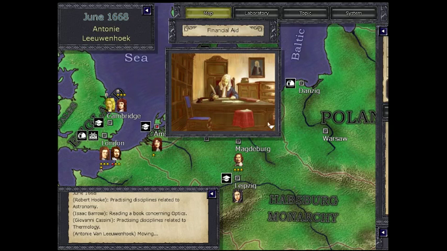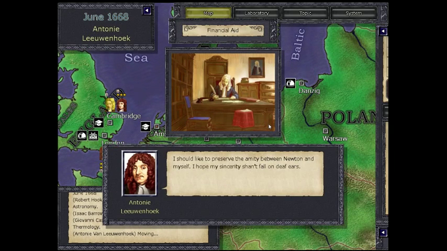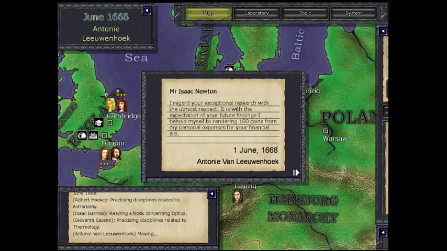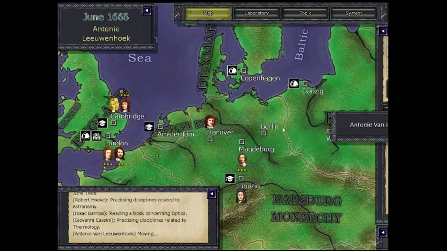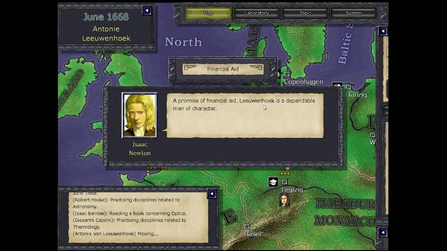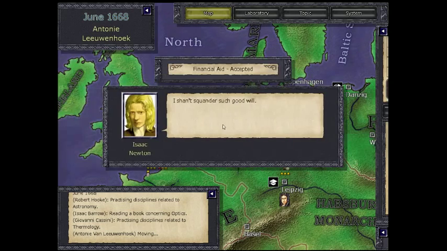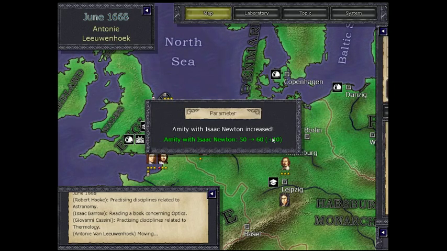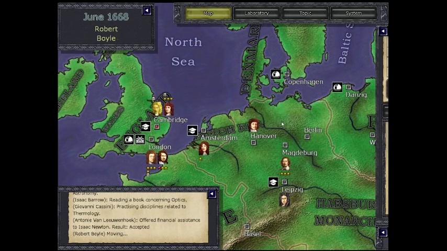Financial aid on our way. This is from somebody I can't pronounce his name. Leeuwenhoek. Again, butchering these names, I apologize. 100 coin. So he's a dependable man of character. So sure, we'll take the money. And we've improved our friendship there.